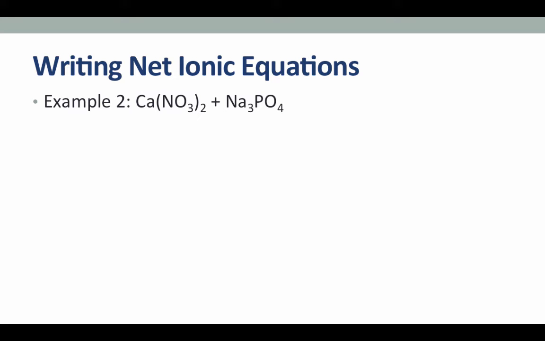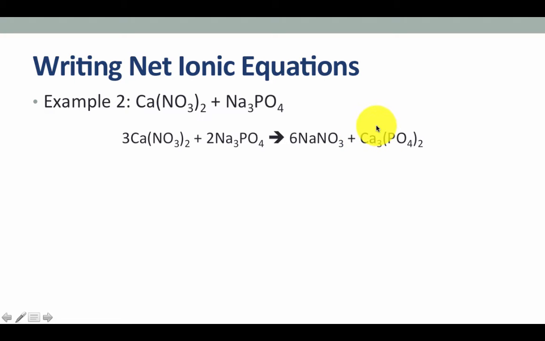Here we have calcium nitrate and sodium phosphate. I'm going to begin by writing out the formula equation, balancing it, and then move on to looking at my ionic equation. So calcium nitrate and sodium phosphate could combine to form sodium nitrate and calcium phosphate. You'll see that I put 3 calcium nitrates and 2 sodium phosphates to combine to make 6 sodium nitrates and 1 calcium phosphate. To do this balancing, I began by noting that in my products I have 3 calciums. I then placed a 3 in front of calcium nitrate.